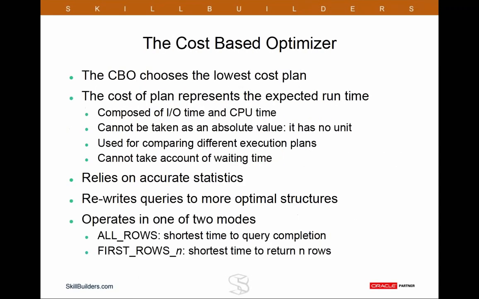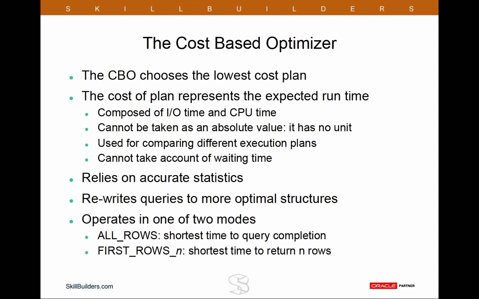Here down at the bottom of your slide, you'll notice that it can operate in one of two modes, either all rows or first rows. And typically it's set to all rows. This is the mode where the CBO is optimizing for the shortest time to complete the entire query. It assumes that you're going to get all your rows, so it might do a lot of pre-processing in order to make the total elapsed time or response time of the query low. It might do a lot of pre-processing, like read a table into memory, maybe do a sort or a hash.